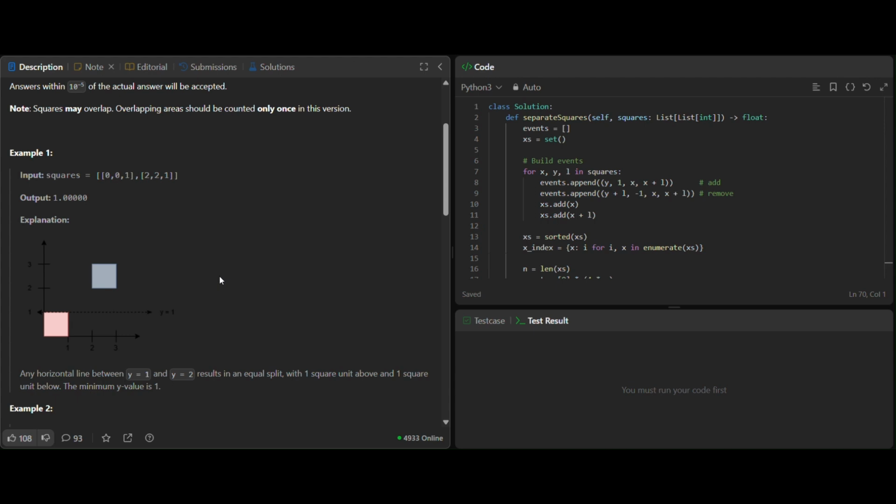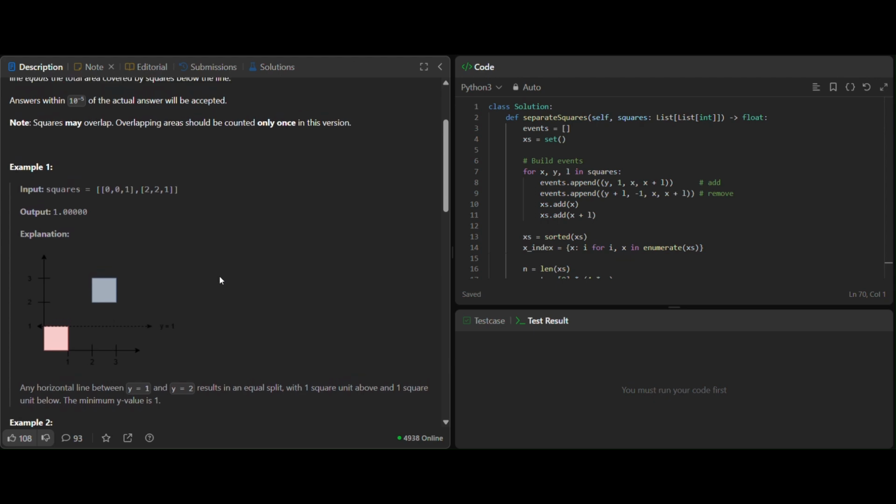Let's try a brute force approach. Naive idea: for every possible y, compute the union area below. Stop when it equals half the total area. Why this fails? Infinite continuous y values. Union area computation is expensive. Completely impractical. For the optimal solution, step 1, binary search bounds.